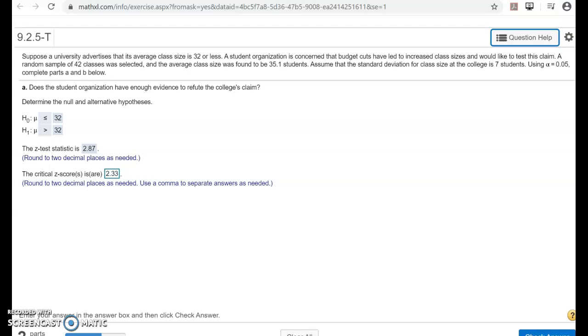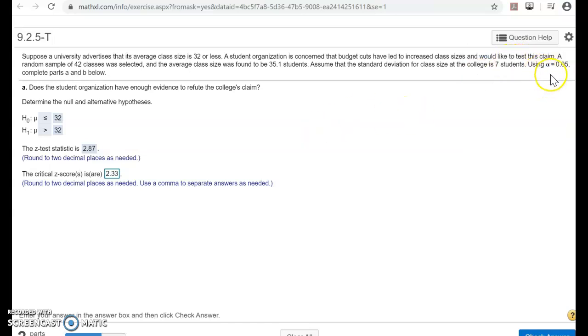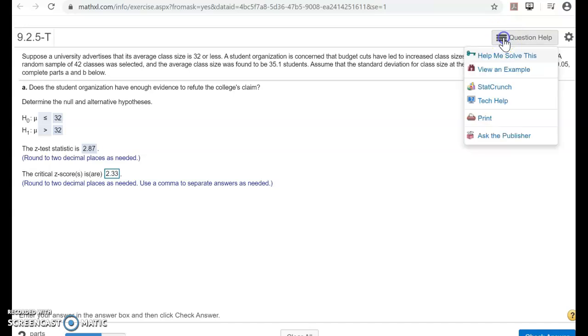Okay, in this video, I'm going to show you how to find the critical value for this problem. What we need to look at is if your alternate hypothesis is greater than, then you have what we call a right tail test. So what you do is, let me just say this, alpha is 0.05. That's what you need to know, and you need to know greater than to find the critical value.